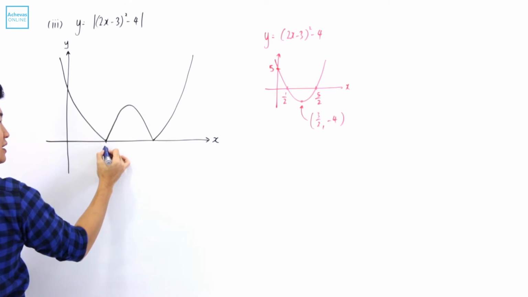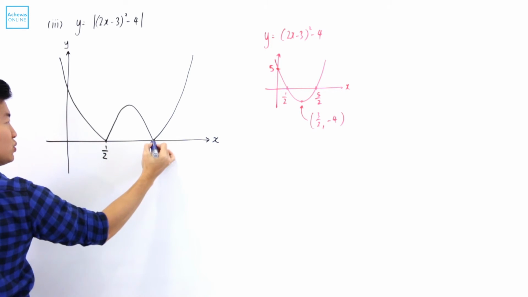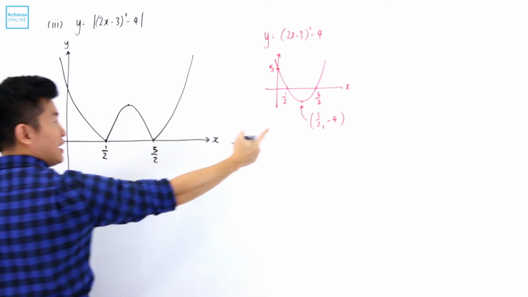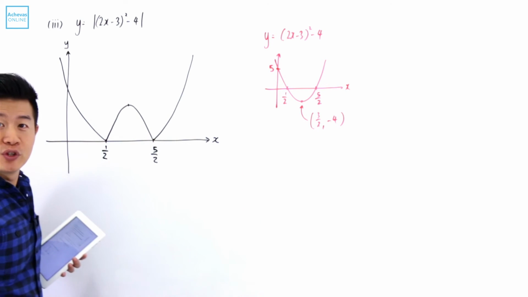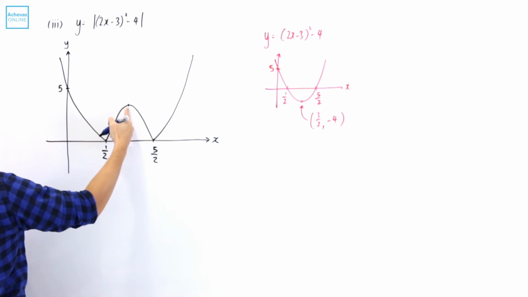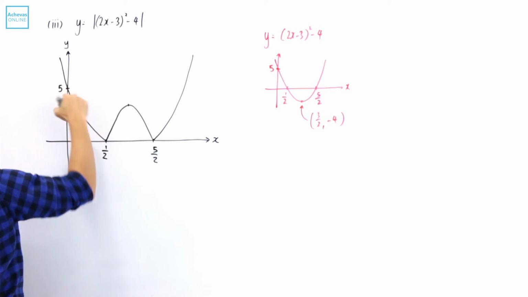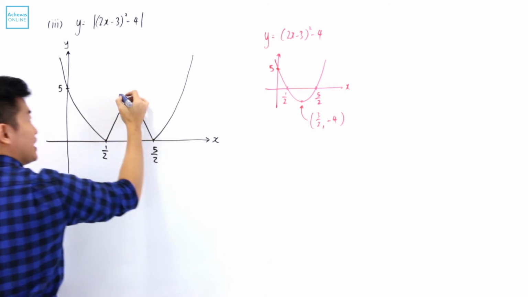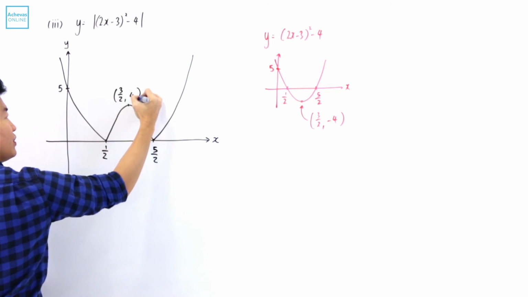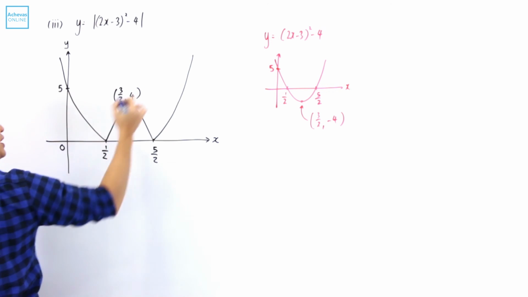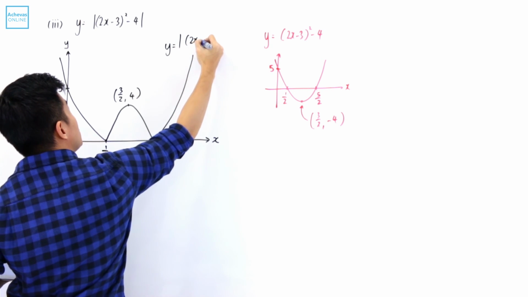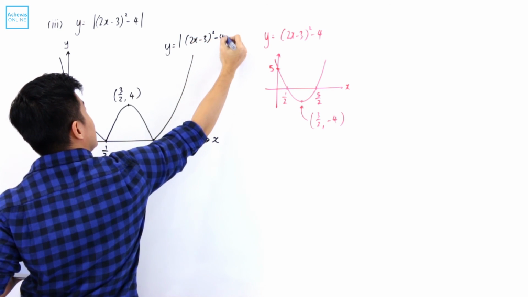The coordinate here is going to have an x coordinate of 1 over 2. This here is 5 over 2. This point here will have a new coordinate of 3 over 2 and 4. And since here is 5, please make sure that this highest point is lower than 5, because the y coordinate is going to become 4. So this is 3 over 2 and 4. This is the origin, and this will be the graph of y equals modulus of (2x minus 3) squared minus 4.